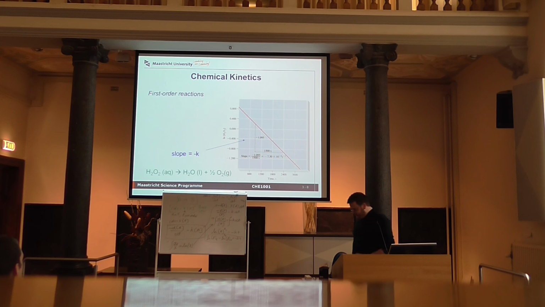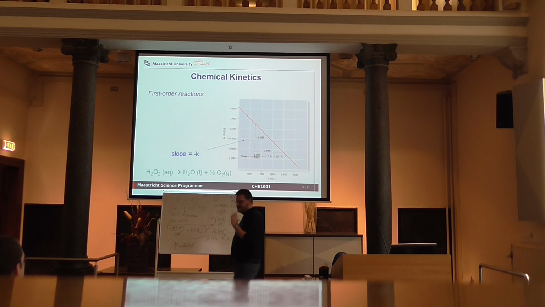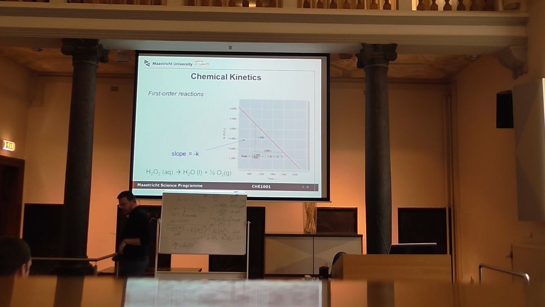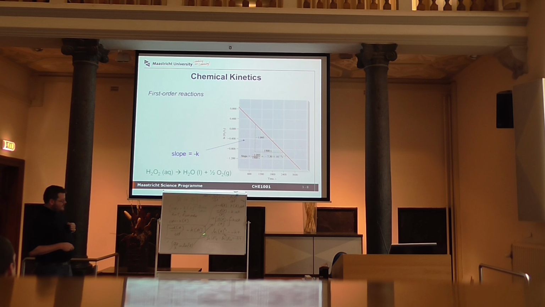Now, very important thing is this. Do you all see that the slope of this line here is negative k, the rate constant? Why is that? Because of that. You see that?